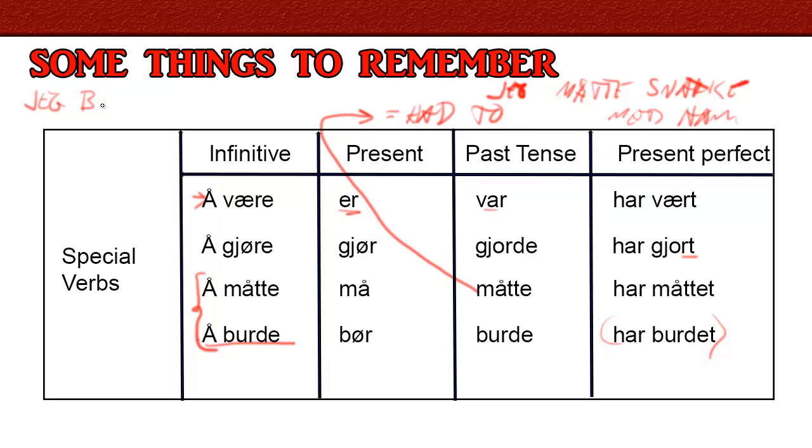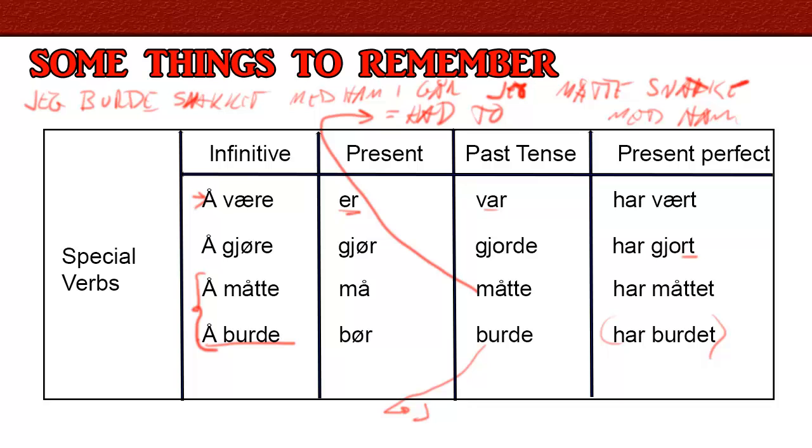Jeg burde snakket med ham i går. Should have talked to him yesterday. Or, a regular thing, I should learn a new language. It's the same also, you just use the past tense, but use this verb, not skulle. So skulle if you had a plan. Jeg skulle lære et nytt språk.